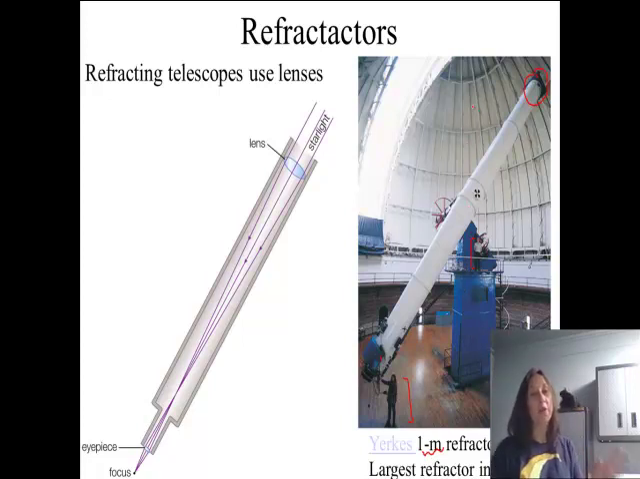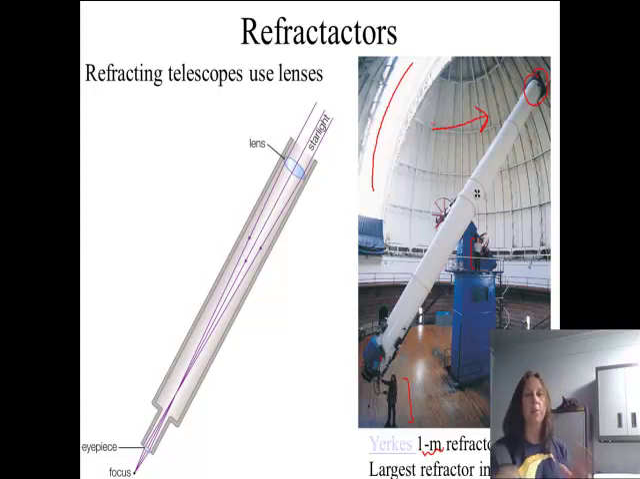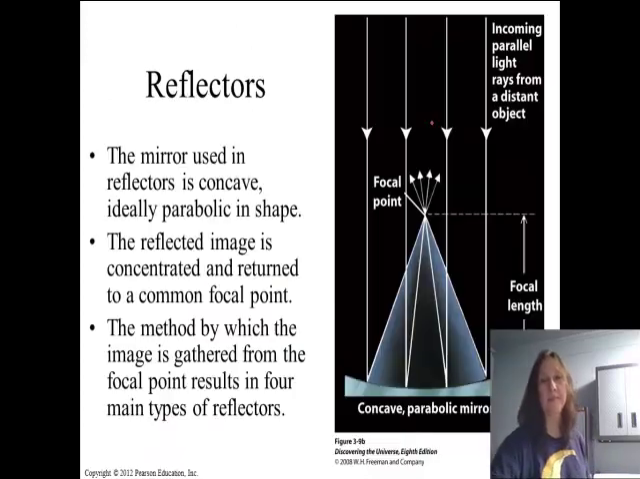So this is a wonderful dome that it's housed in, and notice that here's the slit, and actually this dome can move around so they can put the slit where they want it in the sky. So a beautiful refracting telescope.